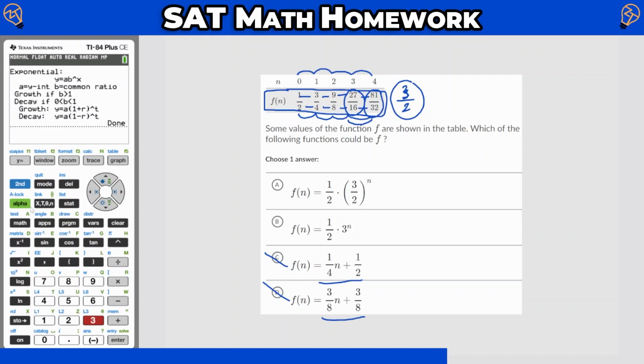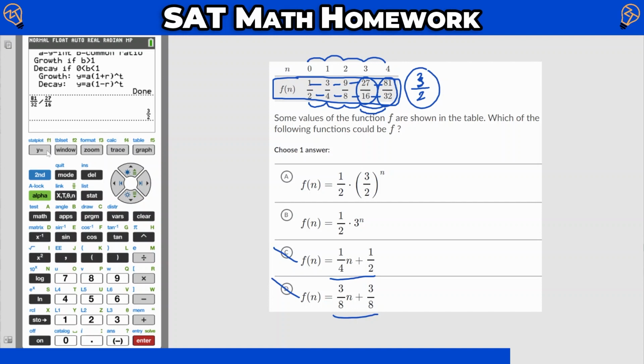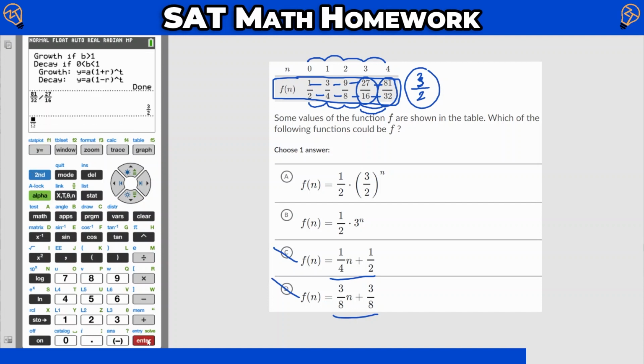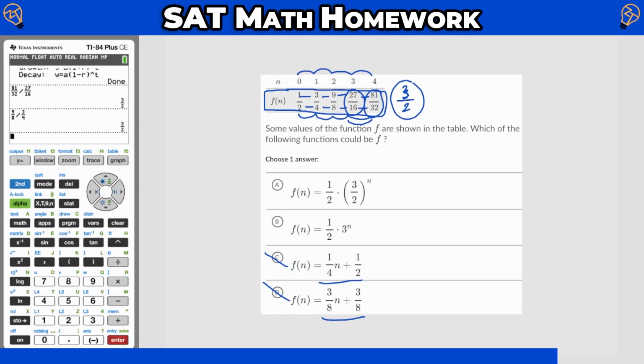So let's say I go alpha y equals to get my fraction feature, and I do 81 over 32, and then I'm going to divide by, and let's go ahead and do alpha y equals, so 27 over 16, and I get my 3 halves. Notice I could have done the exact same thing with any other fraction. So I could have done, let's say, 9/8 divided by, and I'll go to my fraction here, 3/4. So we get our common ratio as 3 halves.